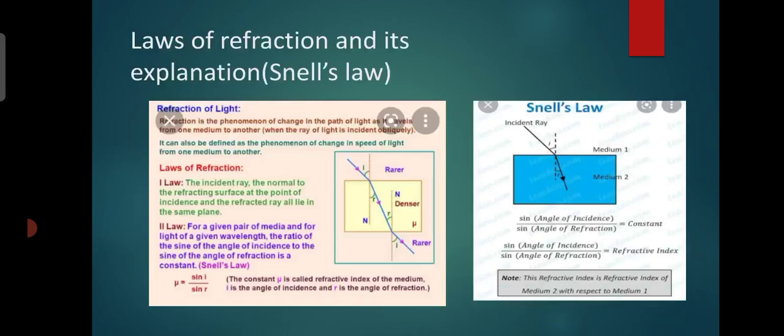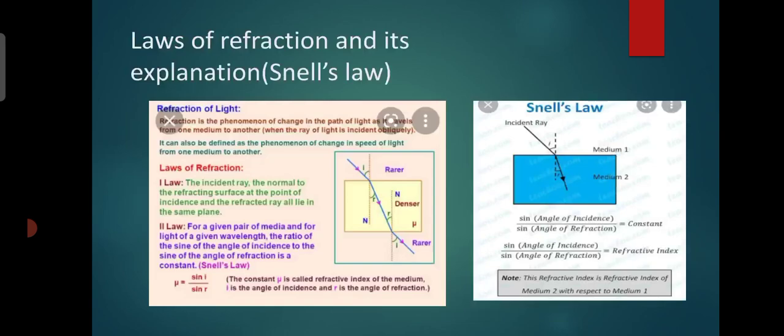Refraction of light. Refraction is the phenomenon of change in the path of light as it travels from one medium to another when the ray of light is incident obliquely. It can also be defined as the phenomenon of change of speed of light from one medium to another. Laws of refraction. Law number 1: the incident ray, the normal to the refracting surface at the point of incidence, and the refracted ray all lie in the same plane.